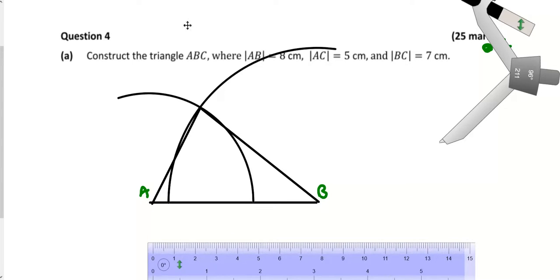Is that right? And that there will be CAB: 8, 5, 7.